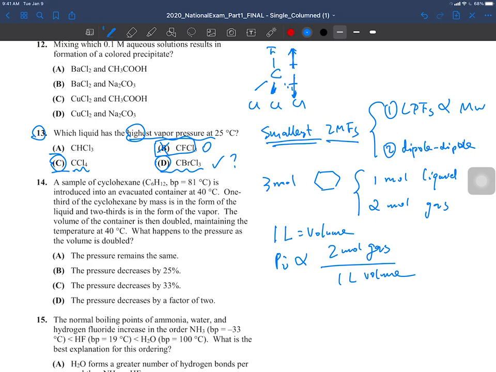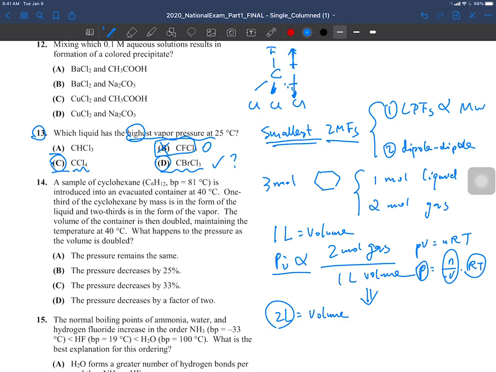Based on PV = nRT, right? So PV equals nRT, P equals n over V times RT. So at the same temperature, obviously, you can say the pressure is proportional to the mole of gas over the volume, right? So this is the initial pressure. And then we made some change. What is the change? The volume of the container is doubled. So now the new volume is 2 liter. Think about what will happen after the container is expanded.